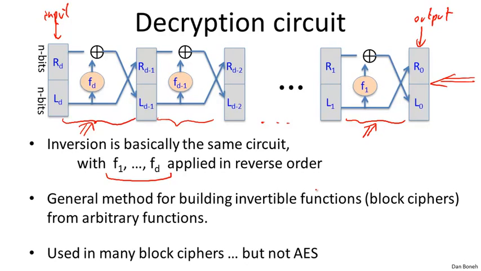And in fact, it's used in many different block ciphers, although interestingly, it's not actually used in AES. So there are many other block ciphers that use a Feistel network. Of course, they differ from DES in the functions f1 to fd, but AES actually uses a completely different type of structure that's actually not a Feistel network. We'll see how AES works in a couple of segments.